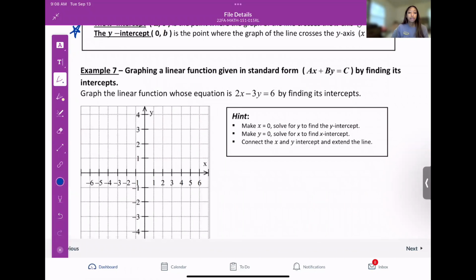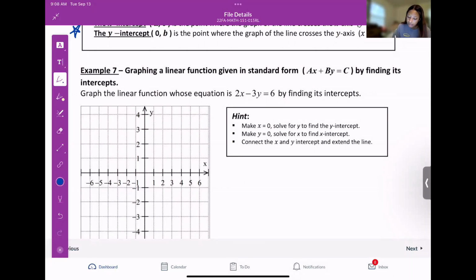On to number 7. Another way that you can graph a line, especially one that's given to you in standard form, is by finding the x and y intercept, because it's pretty easy to find the x and y intercept when it's in standard form. So find the x and y intercepts, plot those 2 points, and then draw the line between them.